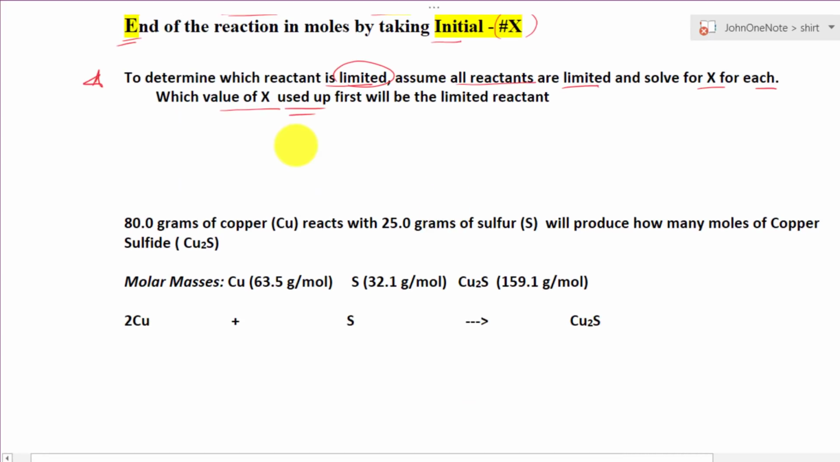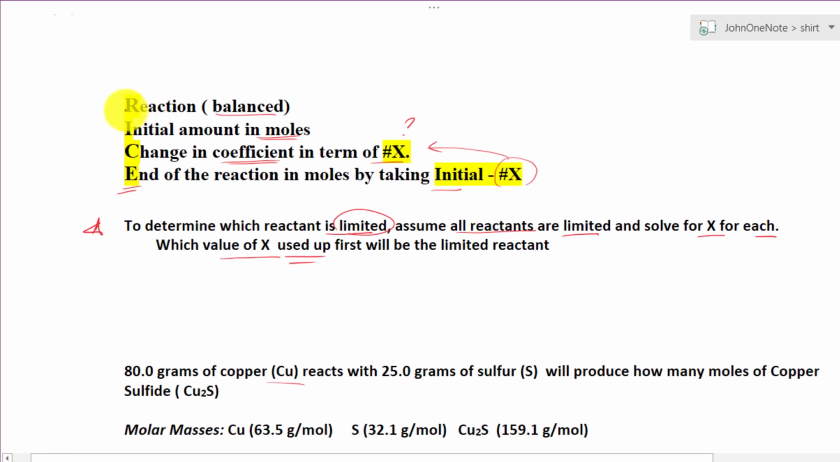Okay, so let's look at an example. Here I have my R, which is the reaction. And let's go back to the problem. 80 grams of copper react with 25 grams of sulfur. We don't know which one is the limiting and which one is the excess. How many moles of copper sulfide will be produced? And I give you the molar mass for each of the substances in the problem.